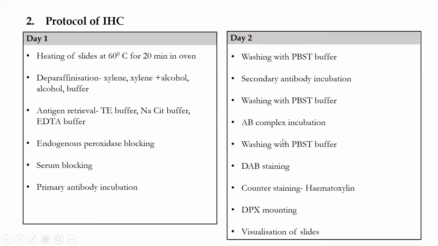Then AB complex incubation is done. What is AB complex? What is primary, secondary? In detail, I'll give you. Pictorially, I'll explain to you in the next slide. Then wash with PBST to remove excess AB. Then DAB staining is done.